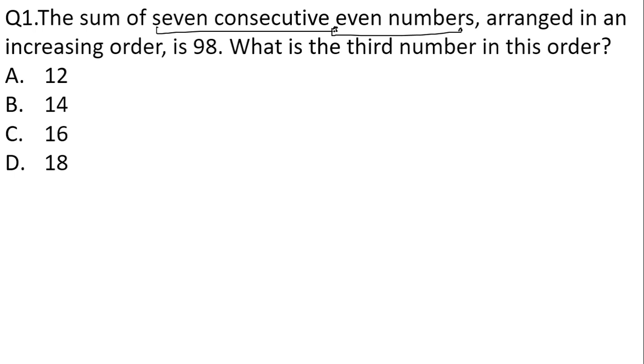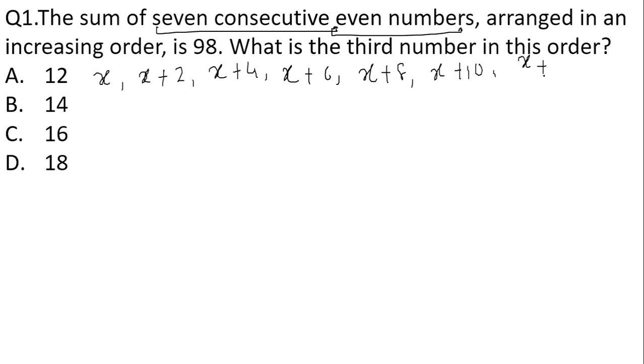So for example, these are the 7 consecutive even numbers where the first number is x, the second will be x plus 2, the third will be x plus 4, next x plus 6, then x plus 8, then x plus 10, and then x plus 12. So these are the 7 consecutive even numbers we are considering over here.